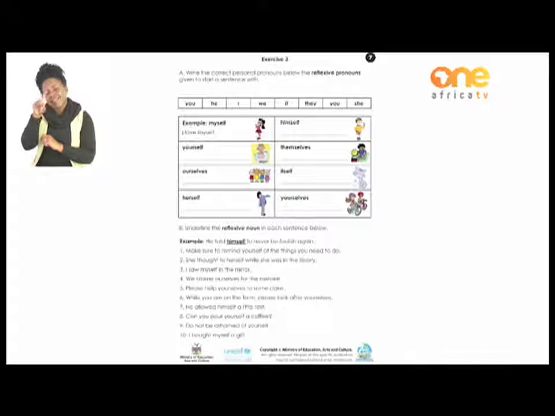So what you are going to do is, example, myself. Now, you are going to write a sentence using a personal pronoun that falls under myself. I have given you the example, and the example is, I love myself. Underneath the box or underneath the column, there is also an activity that you need to do. B, the instruction says, underline the reflexive noun in each sentence below. Now, if you see any word that ends with self or selves, that means that will be your reflexive pronoun.